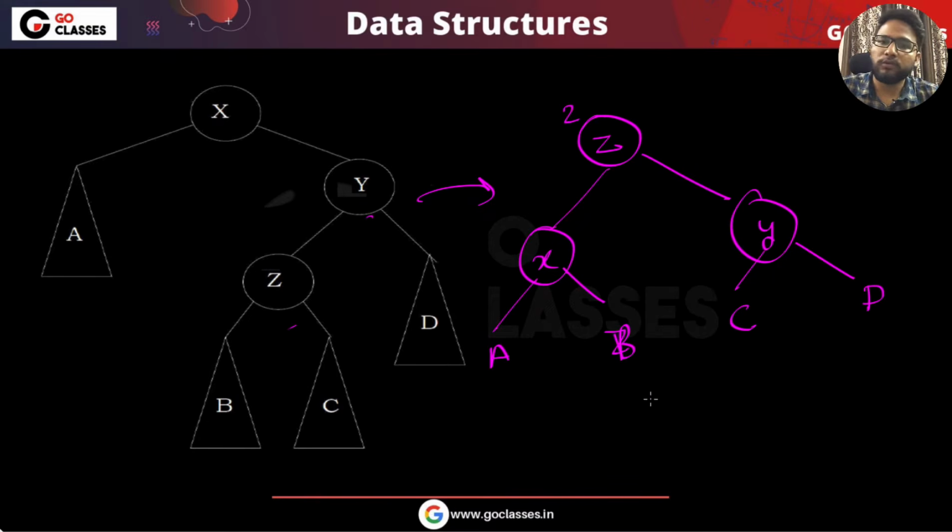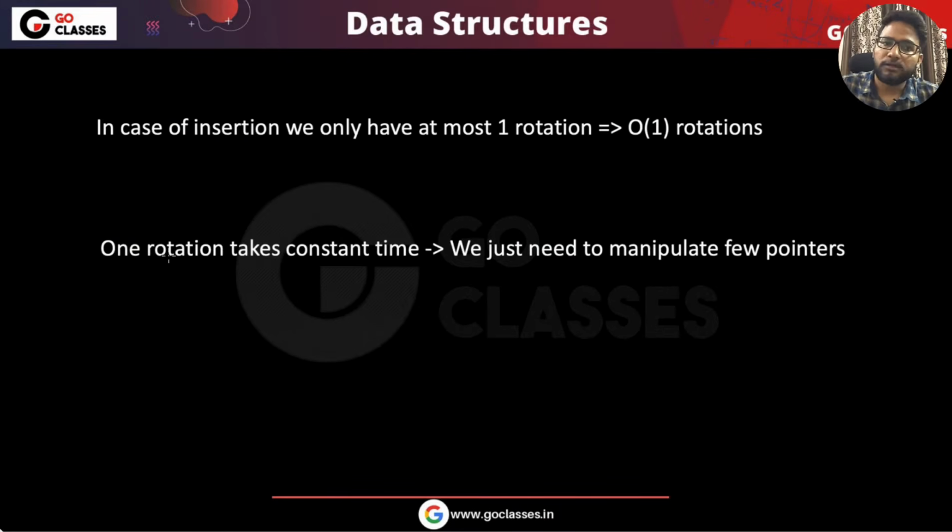So now you know how to rotate a complete AVL tree, however big it is, it does not matter to you. Okay. So in case of insertion, we only have one or two rotations. One rotation means I'm converting a stick to a mountain. Two rotations means I'm converting an elbow to a mountain. Some people call it two rotations. It does not matter, one or two does not matter.